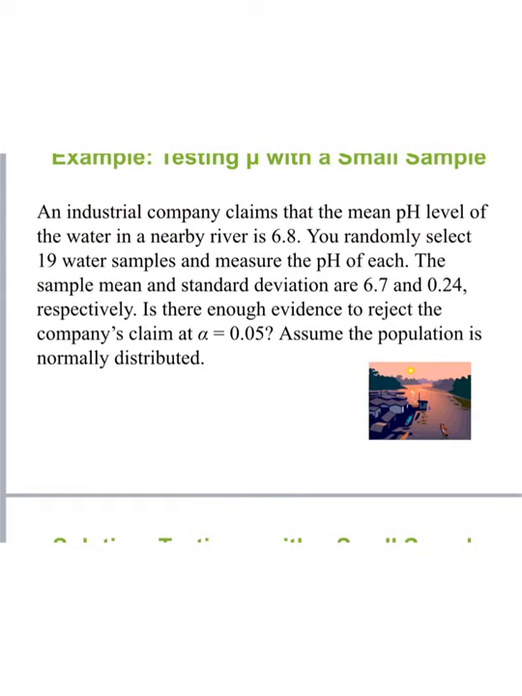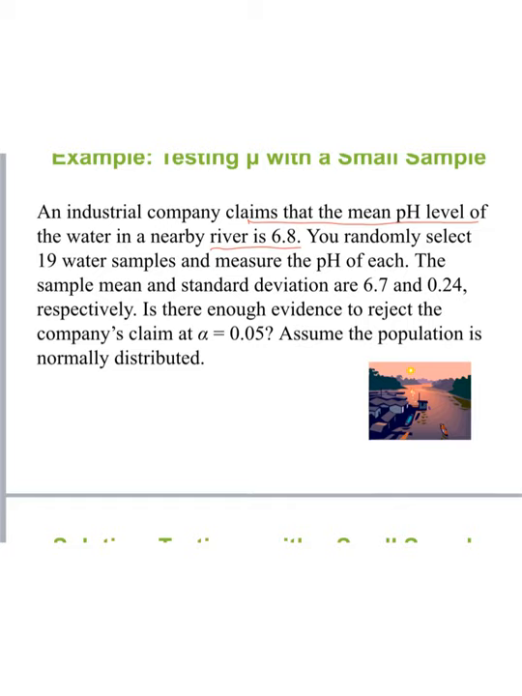All right, let's take a look at the next one. An industrial company claims that the mean pH level of the water in a nearby river is 6.8. So the claim is that the mean is 6.8. You randomly select 19 water samples and measure the pH of each. The sample mean and standard deviation are 6.7 and 0.24 respectively. Is there enough evidence to reject the company's claim at alpha equals 0.05? That is the level of significance given. Assume the population is normally distributed.